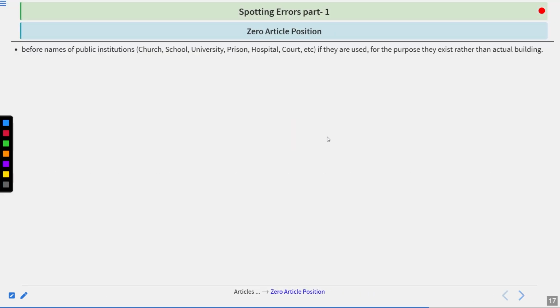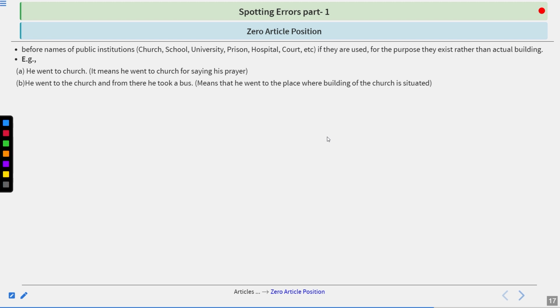Zero article position. Before names of public institutions: church, school, university, prison, hospital, court, etc., if they are used for the purpose they exist for rather than the actual building. Example: He went to church. It means he went to church to say his prayers. He went to the church and from there he took a bus. This means that he went to the place where the building of the church is situated.